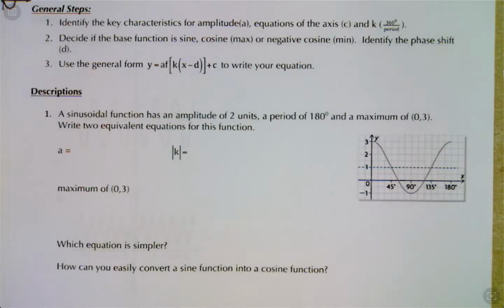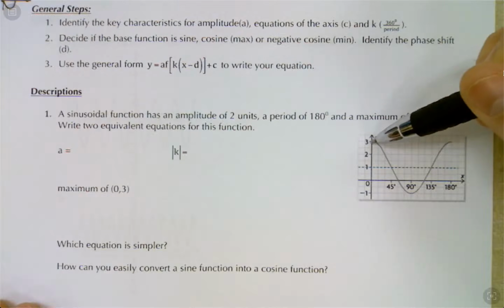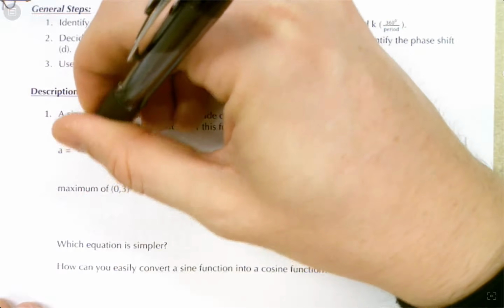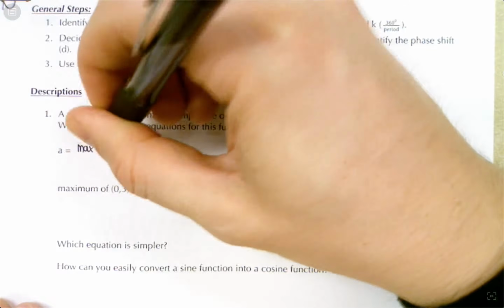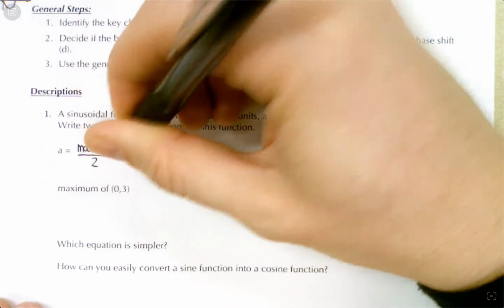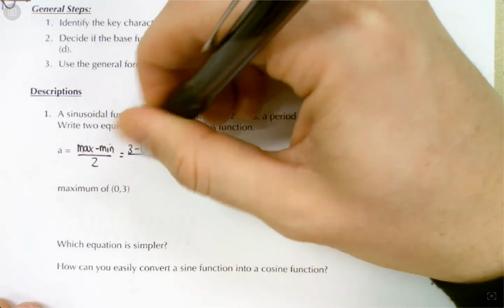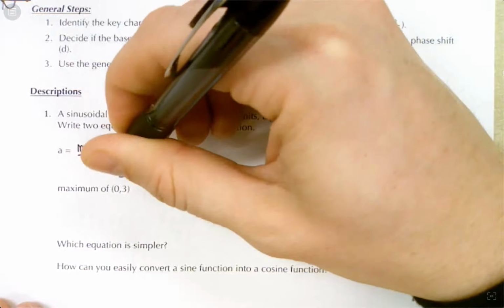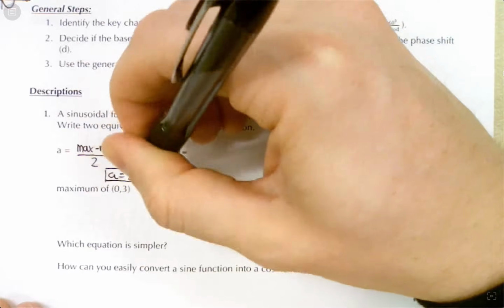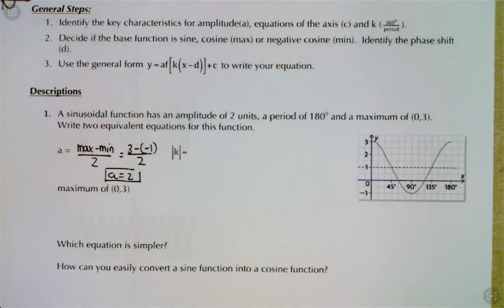Well, it tells us the amplitude. We also have the graph, so I'm going to show you how we can ensure that we've got that amplitude correct. Remember, amplitude is max minus min divided by 2, and that's recorded at the top. The max is 3, the min is -1. So I know they told us, I'm just going to do the math anyways. Max minus min divided by 2. The max is 3, subtract the min, divided by 2. We do get 2. Our amplitude is 2.